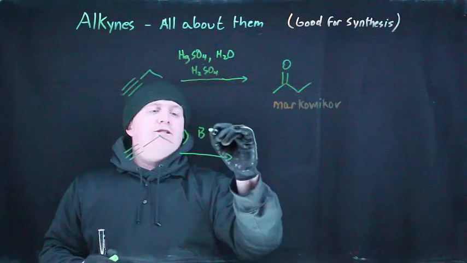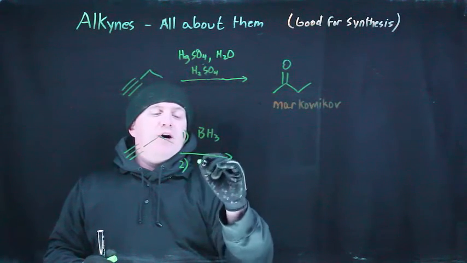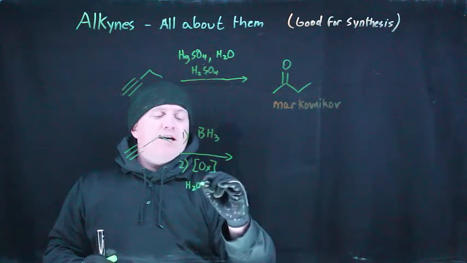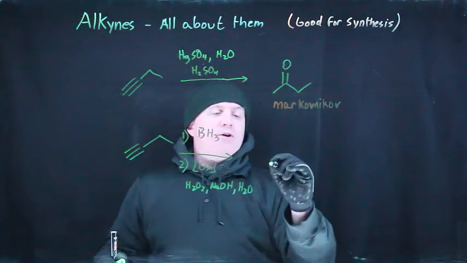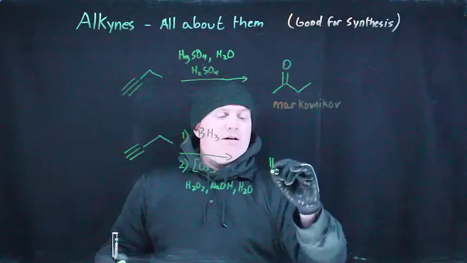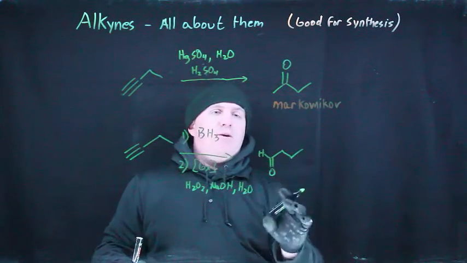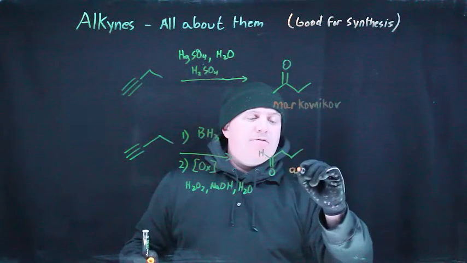And here, of course, you would use borane to do the anti-Markovnikov addition, followed by the usual oxidative workup, which is to say hydrogen peroxide, sodium hydroxide, water, and so on. And what it will do is form the aldehyde. And again, 1, 2, 3, 4 carbons, so 4 carbons here, except now it makes the aldehyde instead of the ketone. And this, of course, would be an anti-Markovnikov product.